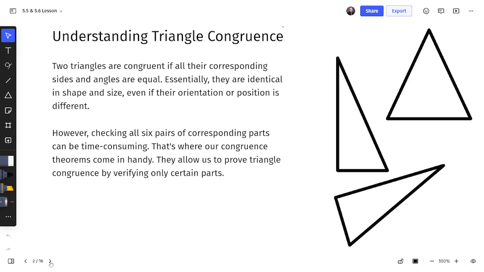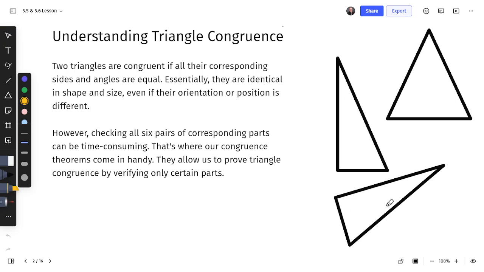So first of all, we want to recall what it means for triangles to be congruent. Two triangles are congruent if all their corresponding sides and angles are equal. Essentially, they're the same shape. They're identical in shape and size, even if their orientation or position is different. However, checking all 6 pairs of corresponding parts can be time-consuming. That's where our congruence theorems come in handy. They allow us to prove triangle congruence by only verifying certain parts of the triangle.